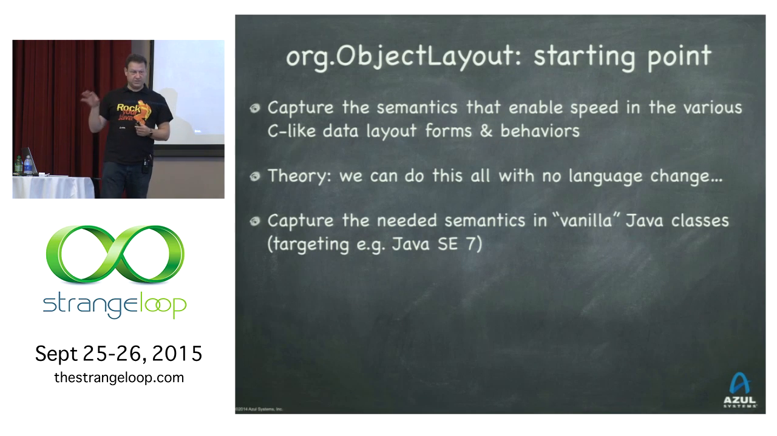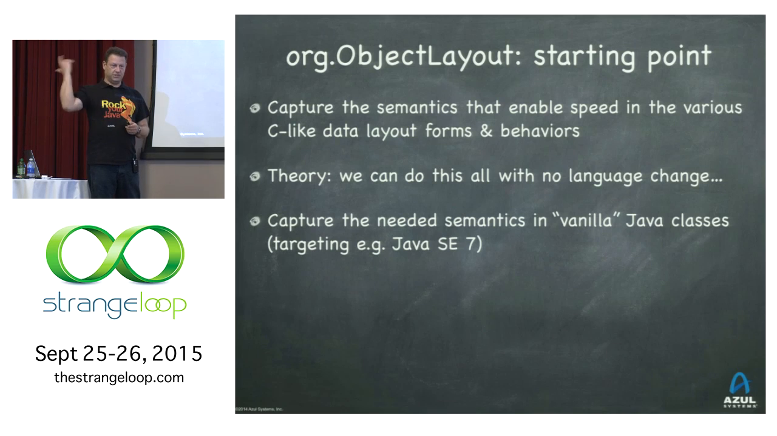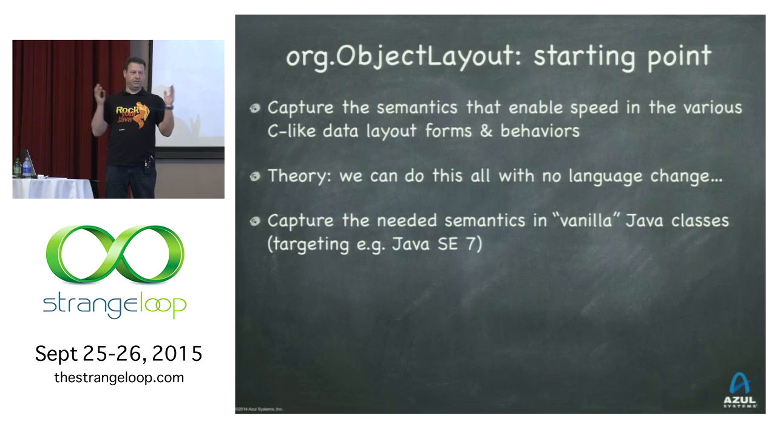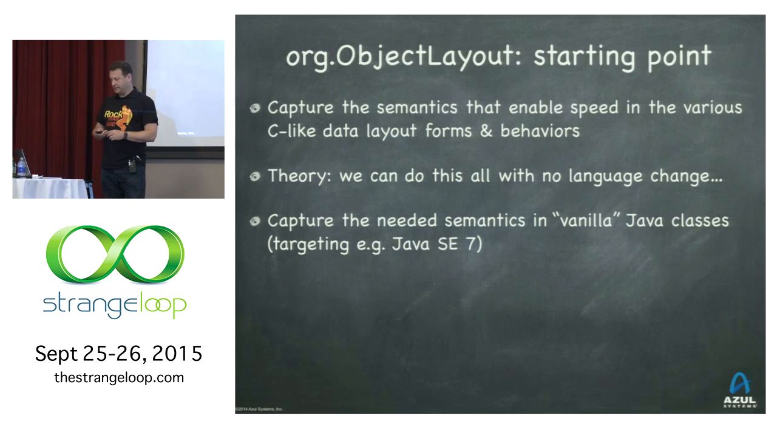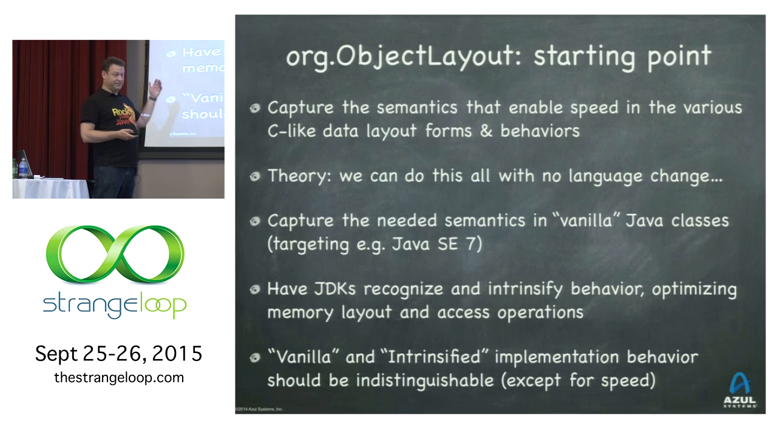So we'll capture this. It'll work vanilla on any JVM, starting with Java 7. I initially targeted Java 6, but as you'll see in some of the code later, Java 7 has some features that are useful for helping construction and visibility. And then we want to have JDKs have the option to say, I know what this is, I'll lay it out right, and I'll make it go fast. That's an option. It's not required. The code will work the same way either way. In fact, the vanilla and intrinsified implementations cannot behave differently except for speed.